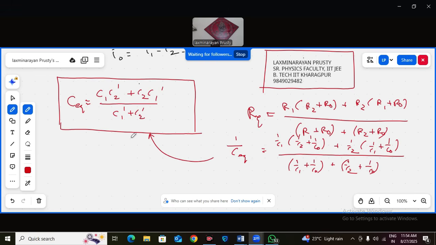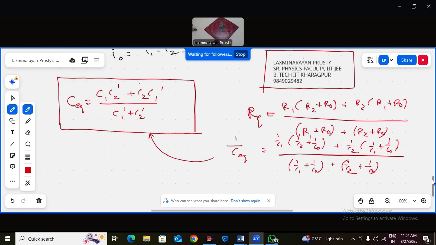So, how did you like it? Very simply you can do. Similarly here, I1 by I2 was R2 dash by R1 dash. Here, what will it be? V1 by V2 in the capacitive circuit will be C2 dash by C1 dash.